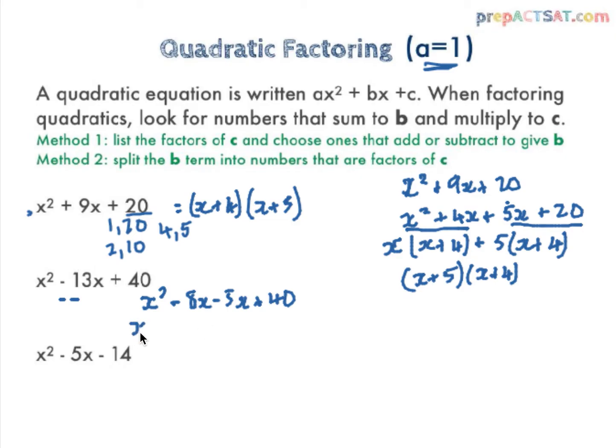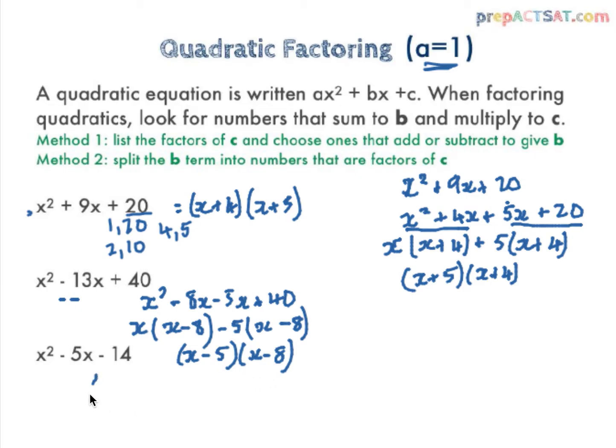Right, common factor of my first two terms is just x, and x minus 8 is what I get. Common factor of these two terms, I'm going to pull out minus 5, and that's going to leave me with x from this term. 40 divided by minus 5 is minus 8. There we go, I've got the same thing. Got the same bracket twice, so that's what I want. So the final answer is x minus 5, x minus 8.